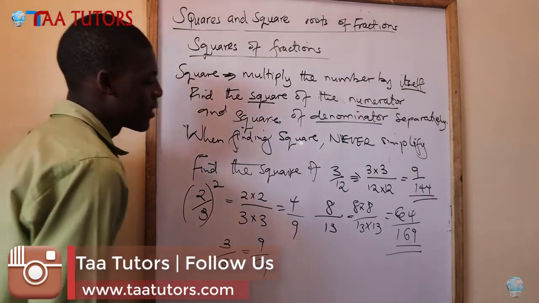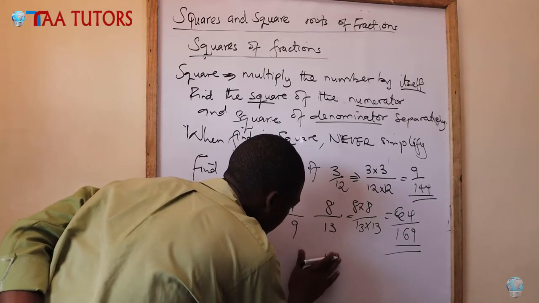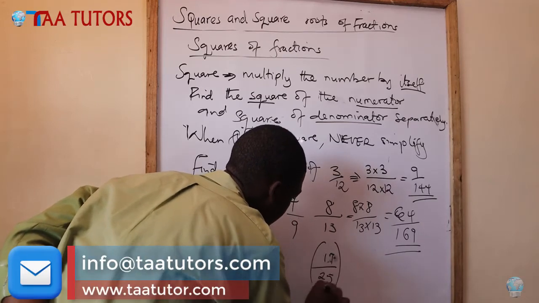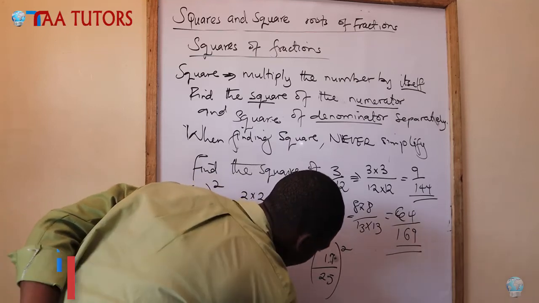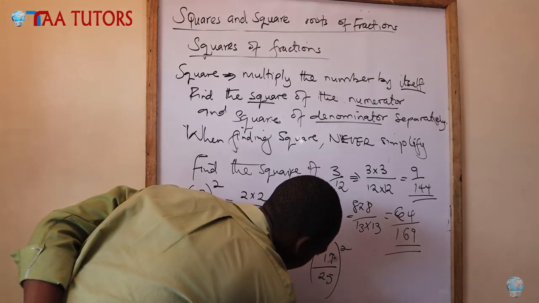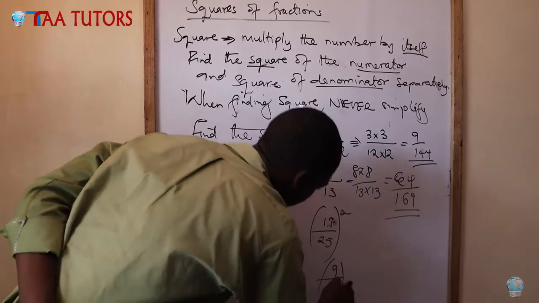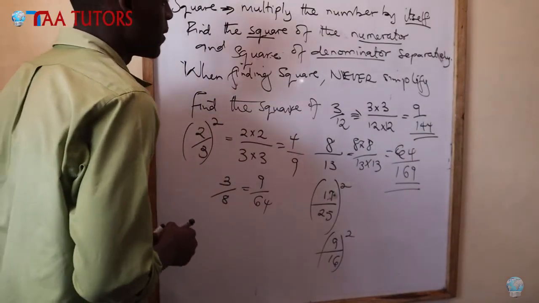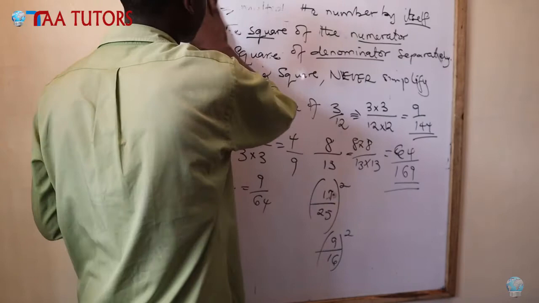You can try the square of 17 over 25. And then you can have, let's take 9 over 16. You can try the two at your own time. We will move forward to do square roots of fractions.